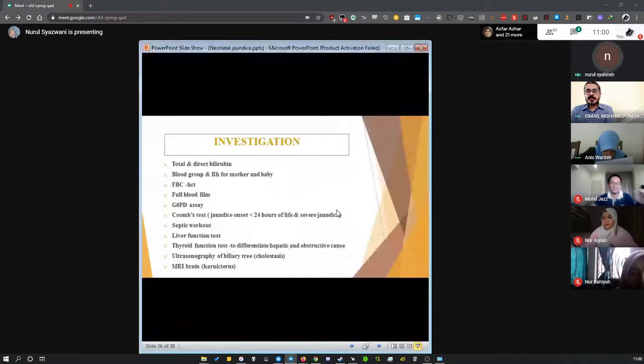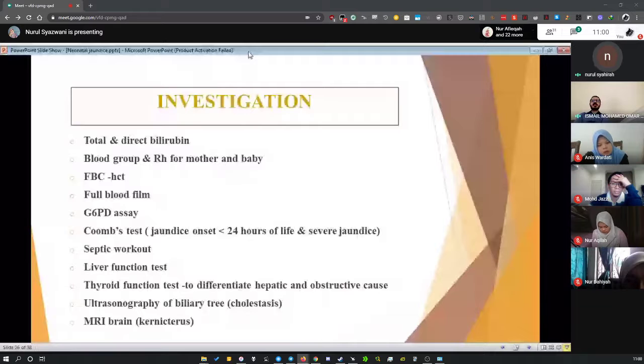Okay, so for the investigation, we must do the total and direct bilirubin level, and then the blood group analysis for mother and baby. We must do a full blood count to look at the hematocrit, for any polycythemia, and then a full blood film if we suspect spherocytosis, then the G6PD assay, then a septic workup and liver function test. Okay, I will interrupt you, Shahira. I will ask one question. You said you want to look at the full blood film for spherocytosis.